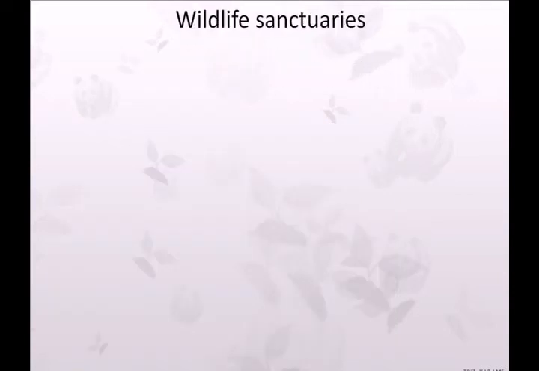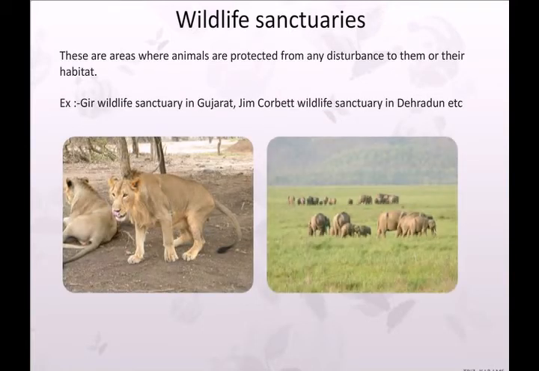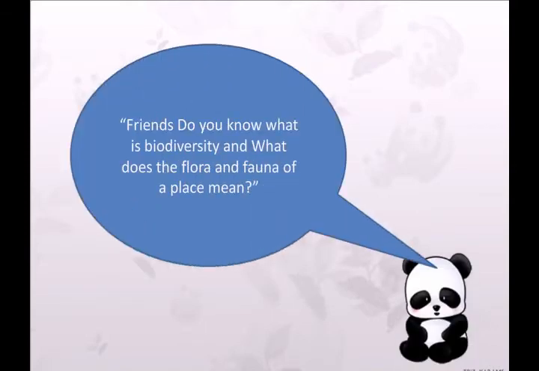Wildlife sanctuaries. These are areas where animals are protected from any disturbance to them or their habitat. Example, Gir Wildlife Sanctuary in Gujarat, Jim Corbett Wildlife Sanctuary in Dehradun, etc. Friends, do you know what is biodiversity and what does the flora and fauna of a place mean?